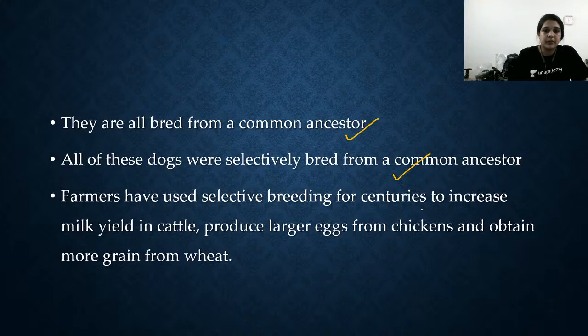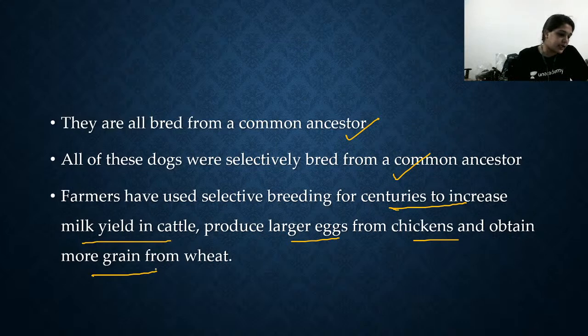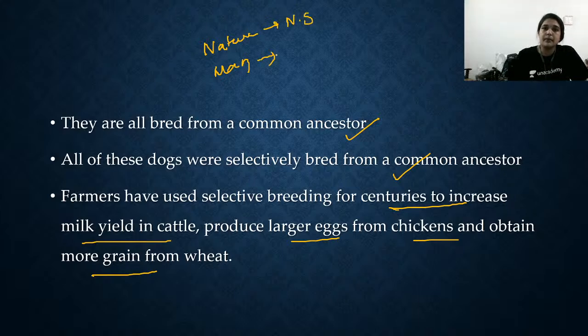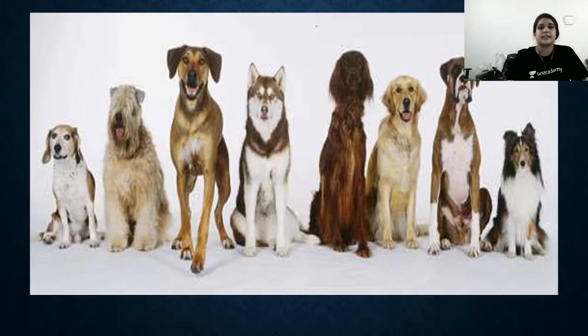Farmers have used selective breeding for centuries to increase the milk yield in cattle, produce larger eggs from chickens and obtain more grain from wheat. This has been taking place for a very long time. So this kind of selection takes place in nature and by man also. In nature we call it natural selection. By man, we call it selective breeding. That's the main important concept. Clear? Next, see this. These are all animals which once had various characteristics. Now they have different characteristics based on the selective breeding concept.